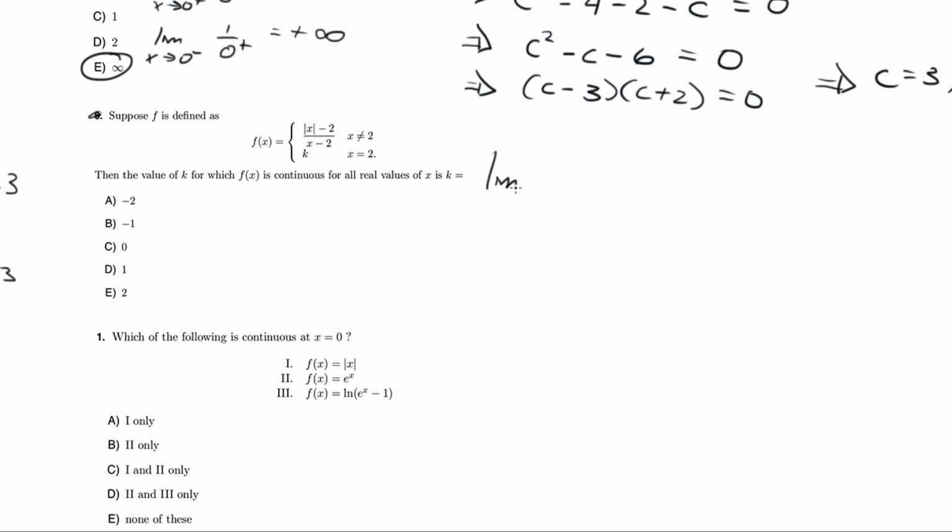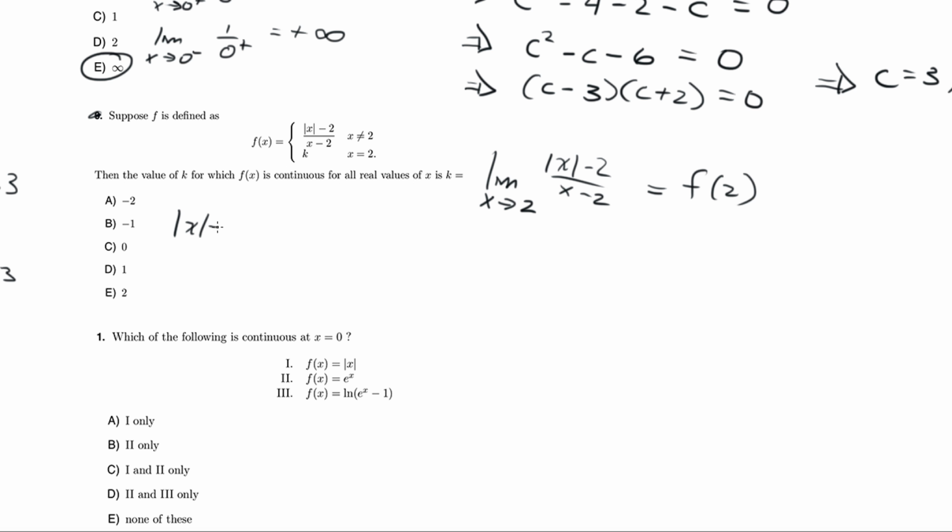So basically, here we only have to find the limit when x approaches 2, which is the absolute value of x minus 2 over x minus 2. And that has to be equal to f of 2, which is just k. So need to find this limit first. Now, same deal with the absolute value. It's a piecewise function by itself.